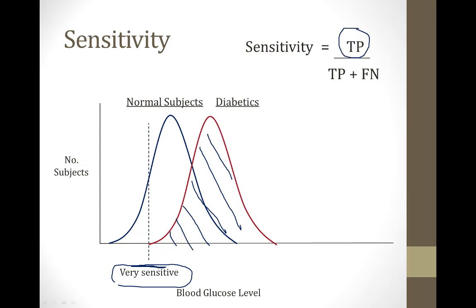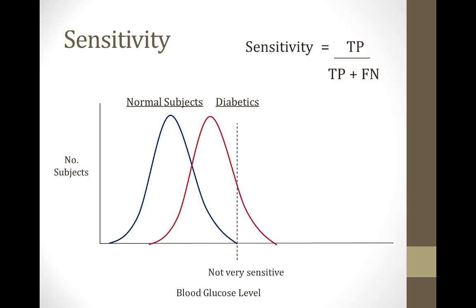And the number on bottom is going to be the true positives plus the false negatives. But if you look at this cutoff point, there are no false negatives. Everyone who is identified as negative by this test is a true negative. It's a normal subject. So this cutoff point way over here on the left gives us the maximum number of true positives, the minimum number of false negatives, and that is going to maximize the sensitivity of the test.